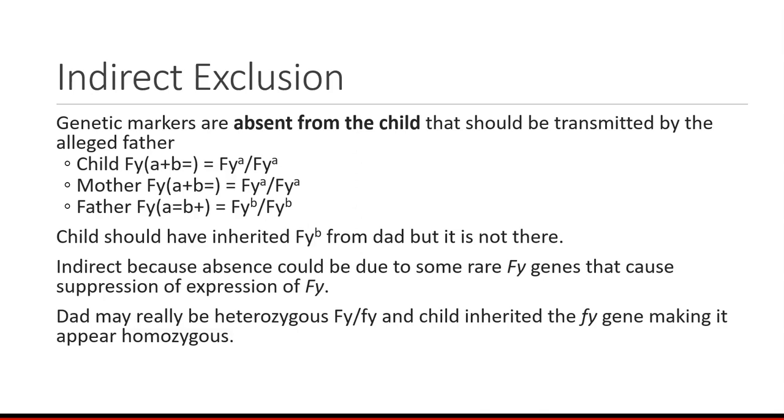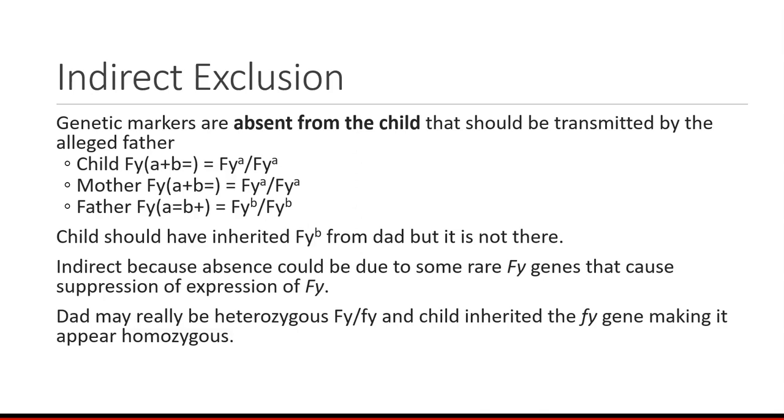Indirect, because the absence could be due to some rare Duffy genes that cause suppression of the expression of the Duffy antigen. If the dad is heterozygous and he's big FY, little FY, and the child inherits the little FY, it may make it appear that the child is homozygous for Duffy A. So again, there are some blood group systems where there are silent genes that could cause misinterpretation of a paternity test. That's why these need to be done with great care.